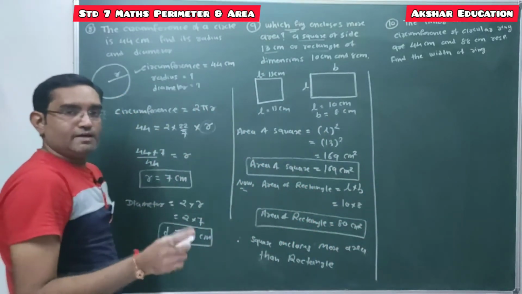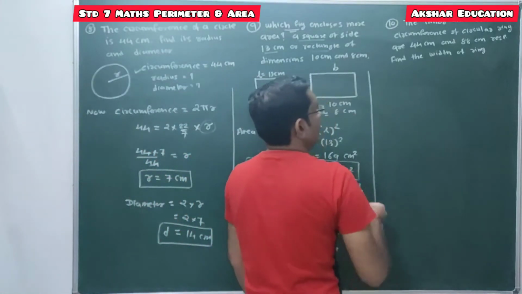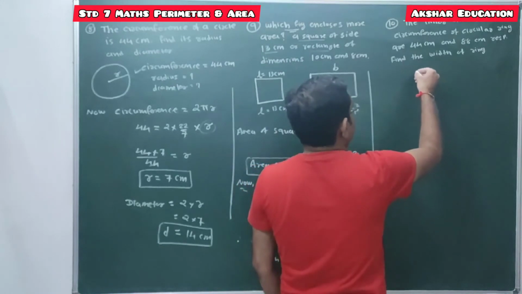10th sum and the last sum of this video. The inner and outer circumference of a circular ring are. Circular ring is there.